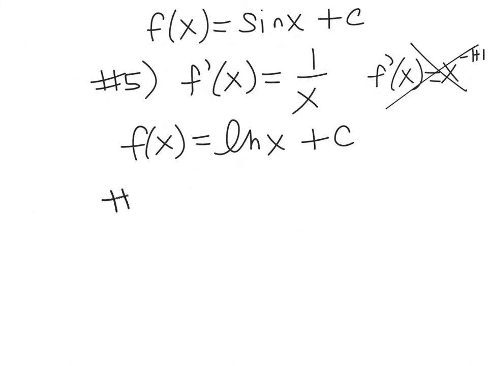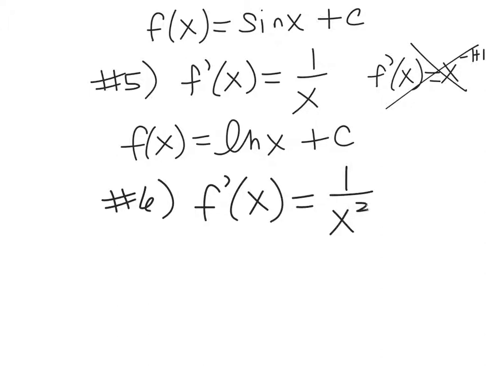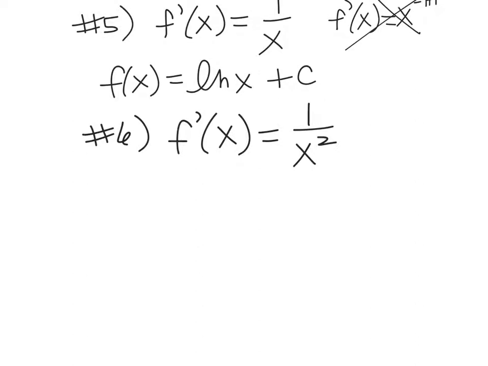Because something like this, number 6, f prime of x is equal to 1 over x squared, is not going to be the natural log. Okay? This one's different. So they are. That's what makes them kind of difficult.